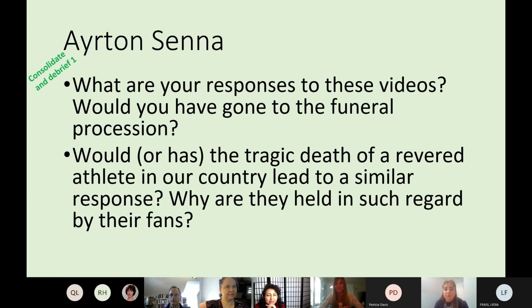Yes, willing to jump out of his car and run across an active racetrack to turn off the car of a race car driver who had crashed. Could you think of anyone whose death would lead to such a strong response?